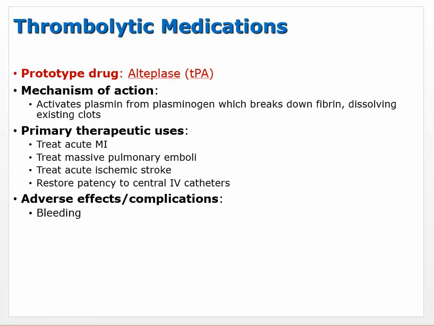And then our last one, our favorite, TPA, alteplase. So that activates plasmin from plasminogen, which breaks down fibrin, which dissolves existing clots. And that's the big difference. This one is not preventing, it is actively dissolving the clots. So used to treat acute MI, so person having an MI, massive pulmonary embolism, treat ischemic stroke, and restore patency to central IV catheters.